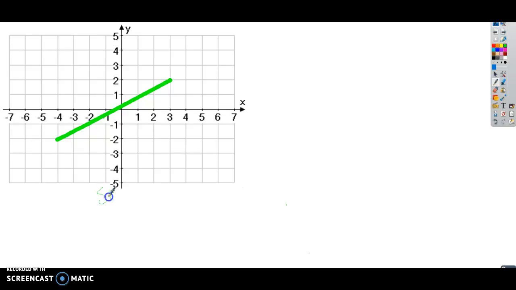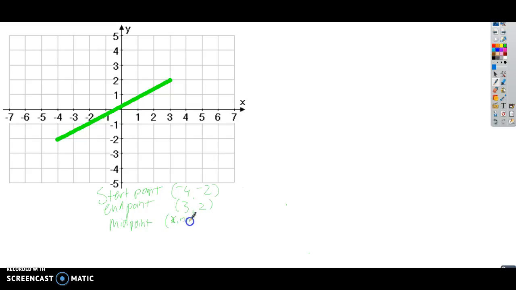Alright, so I'm going to start with my start point and my end point so that I know what they are. My start point, negative 4, negative 2. My end point, 3, 2. My midpoint.